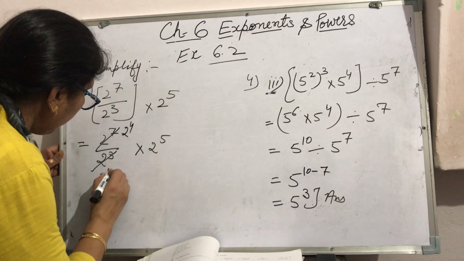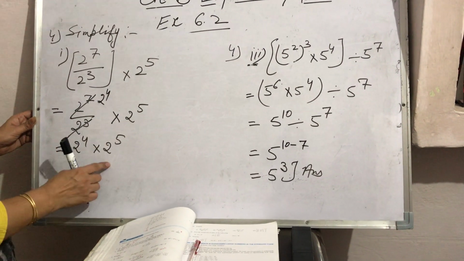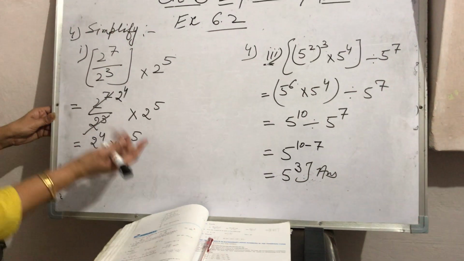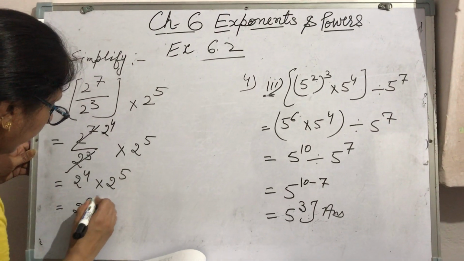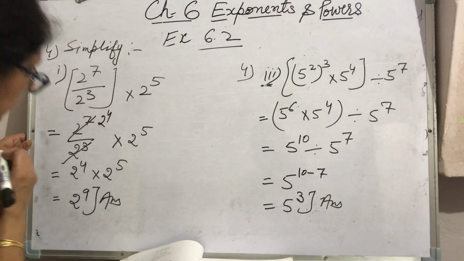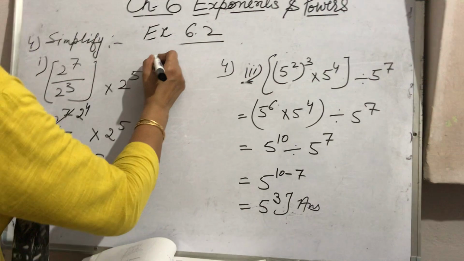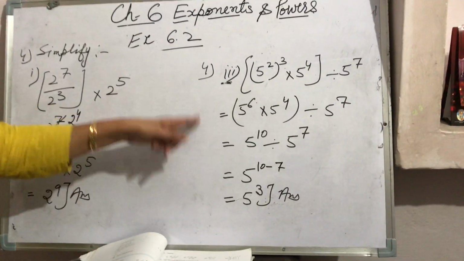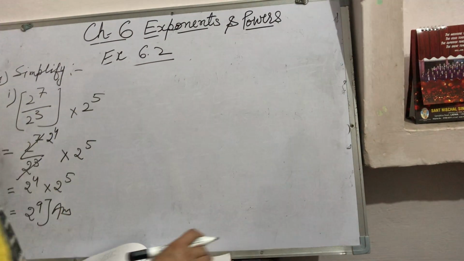Now 2 raised to power 4 multiply 2 raised to power 5. Same bases are there and multiplication is there. Again we have to add these powers. So 2 raised to power 9. This is the answer. Second part. Third part you have done. Now we are going to start second part of the same question.